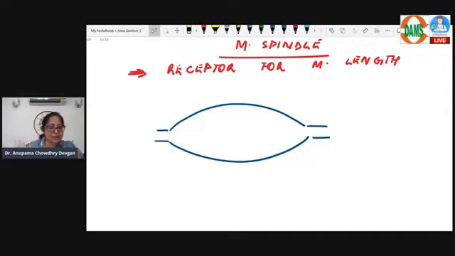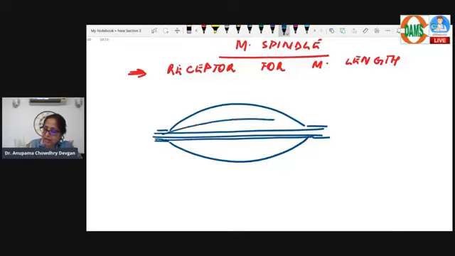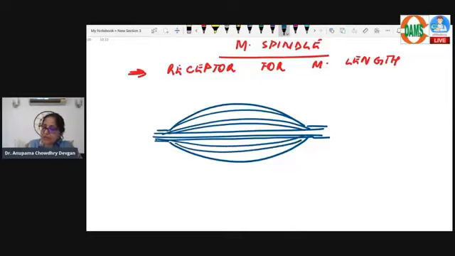Let's go on to the muscle spindle. Please see the muscle spindle now. Muscle spindle is a receptor for muscle length. If I look at a muscle, the muscle has got fibers which extend from tendon to tendon, right? These fibers which extend from tendon to tendon are called the extrafusal muscle fibers.